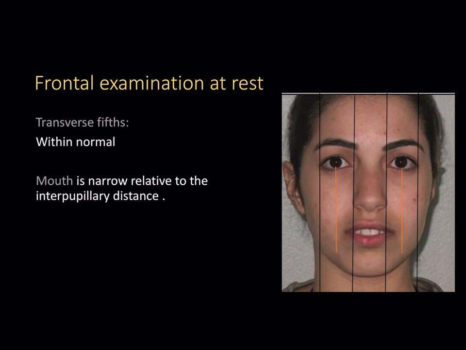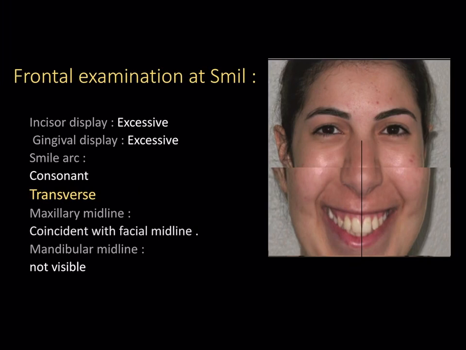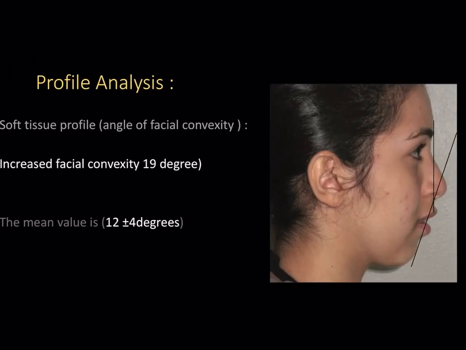Transverse fifths are within normal, just the mouth is narrow relative to the interpupillary distance. At smile vertically, there is excessive incisor and gingival display. The smile arc is consonant with the curvature of the lower lip. Transversely, the maxillary midline is coincident with the facial midline. The mandibular midline is not visible extraorally; we can see it intraorally.